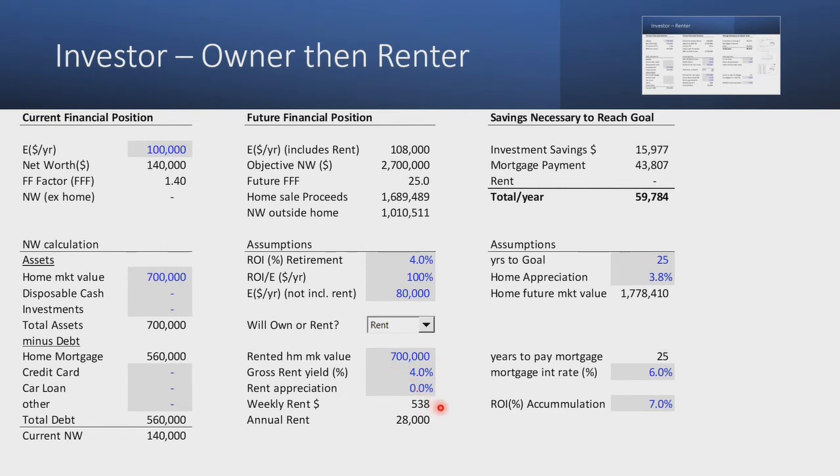And he's going to pay this weekly rent and this $28,000 of annual rent, which will have to be added to his annual expenses. And of course, now instead of the 2 million that we had before, it is 2.7 million, but the 2.7 million will come from the sale proceeds part, and the rest is what he has to save and invest aside from his house.